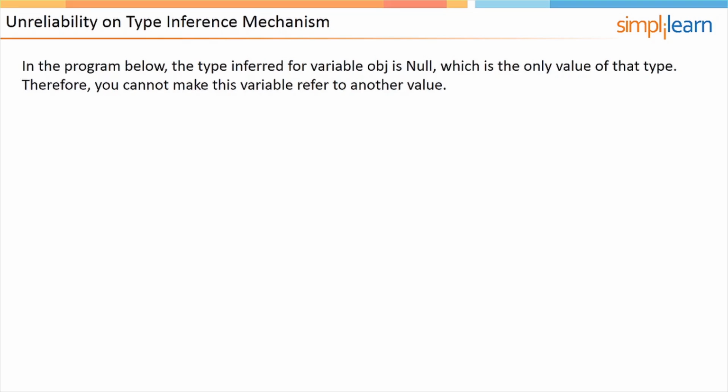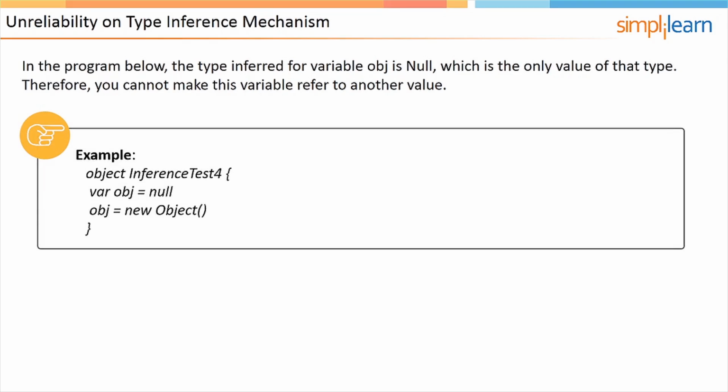In some scenarios, using type inference can become dangerous. For example, consider the program given on the screen. This program does not compile, as the type inferred for variable object is null. Because the only value of that type is null, you can't make this variable refer to another value.